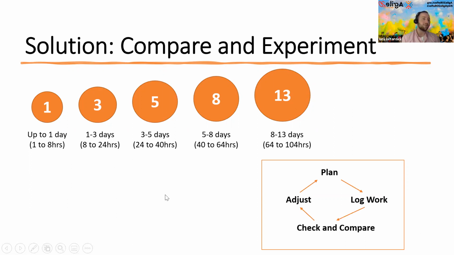But in some cases, for example, we said this item would have 1 point. And when we check and compare, we see that it took 24 hours to complete this item. So most likely, the next time we plan, we need to adjust our estimation for similar items. So it would be 3 points instead of 1 point.